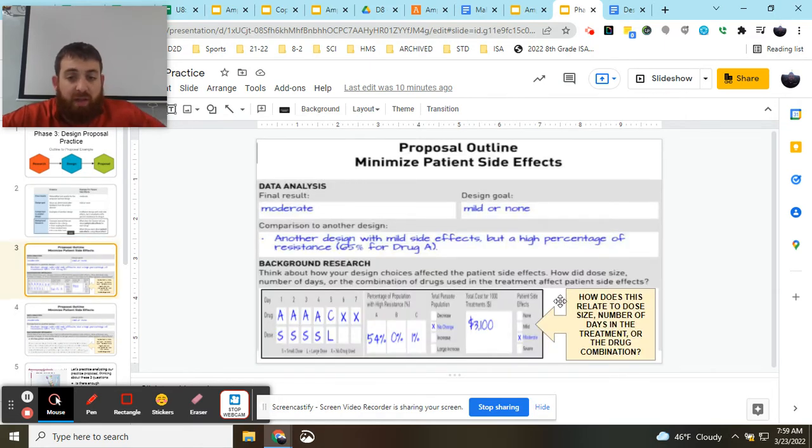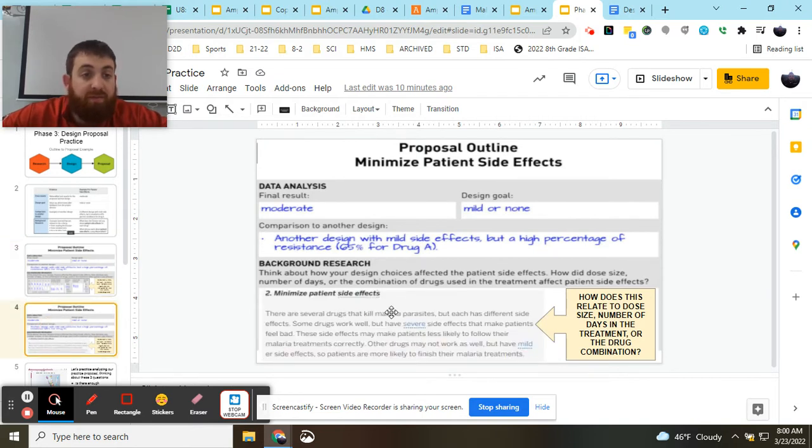So we created an outline that looked very similar to this for each of our three criteria. Now, this one obviously has side effects, and it broke down our final results, our goal, and it compared our design. This one had an example of iterative test data. This one had an example of data from our dossier. So our goal was to try to find multiple pieces of data, at least two, for each of our criteria to explain why our design results, why our design goal, was optimal.